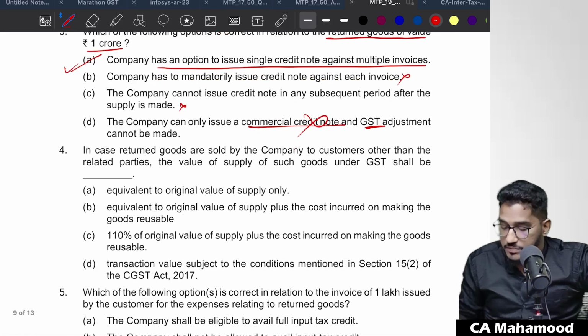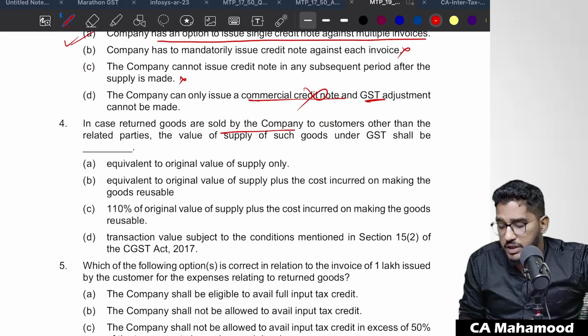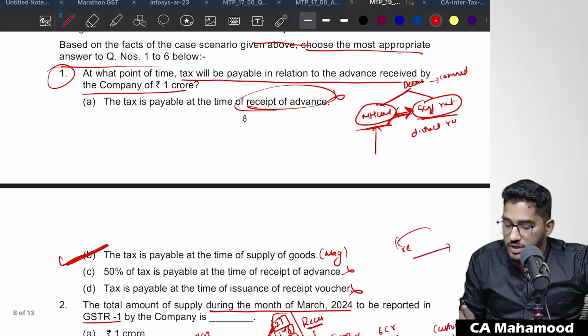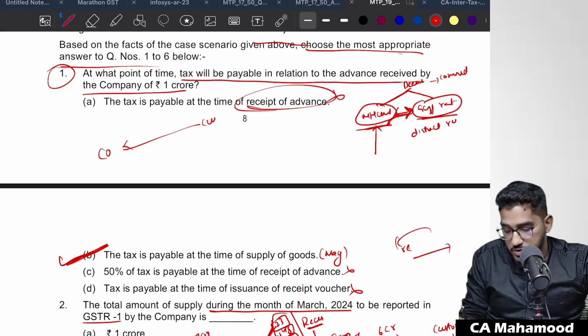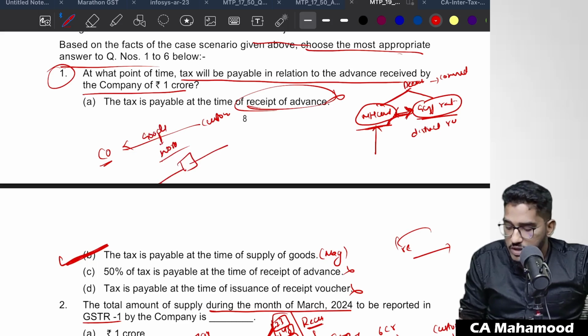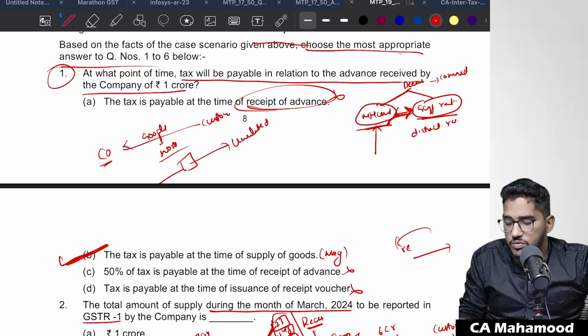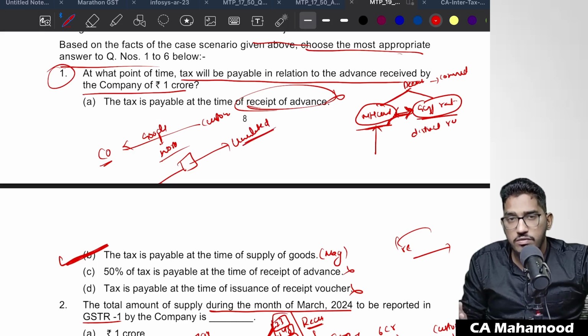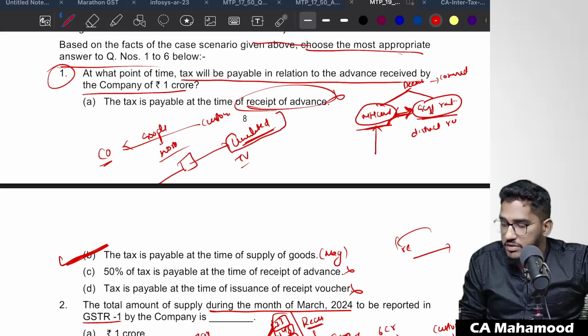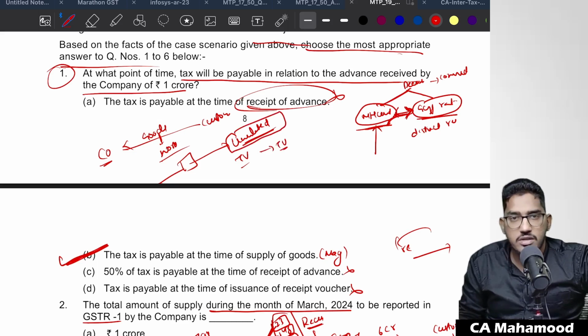Next one. In case goods returned are sold by the company to customers other than the related parties, what will be the value of supply of such goods under the GST Act? As I have told, the company has got back goods from the customers. On those goods, the company has done some work. Now the goods are ready for use. Now these goods are sold to an unrelated party. When the goods are sold to unrelated parties, on what value will GST be paid? On the basis of transaction value. Whatever value you are charging from that unrelated party for making that sale, on that transaction value, GST is required to be paid.